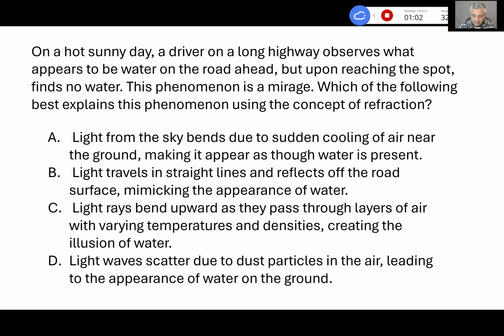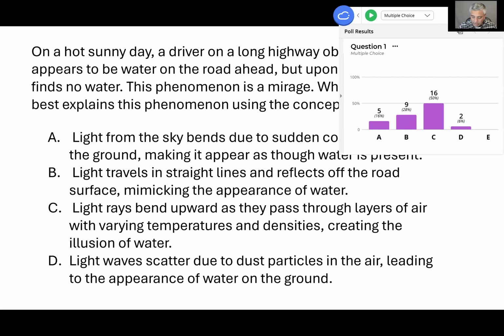30 more seconds. 5 more seconds. 5, 4, 3, 2, 1, and it stops.